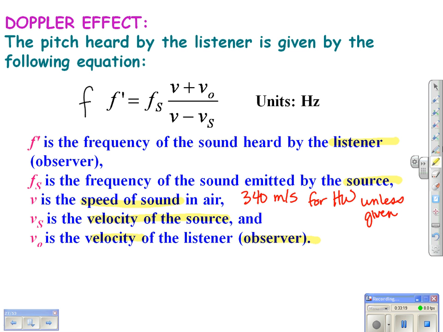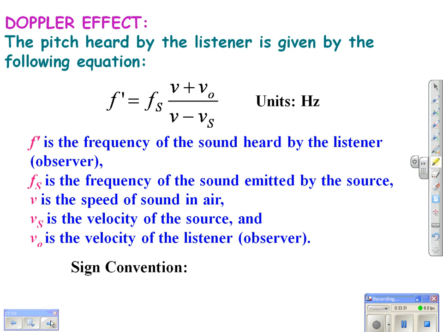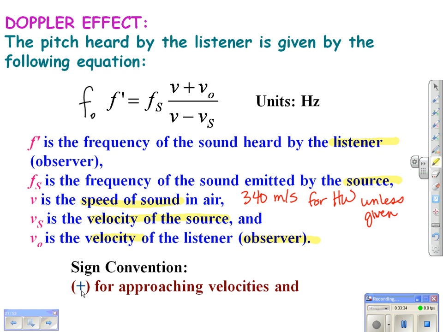Now, some people are going to want to use f_o instead of f', because that'll help them better with the observer thing. If you want to do that, I'm okay with it, but you just need to realize what you're choosing to use. Now, sign convention, you need to be aware of this. If the object is approaching us, or if we're approaching it, we're going to use positives. If we're going away, we're going to use negatives. So if the object is moving away from us, it's a negative velocity. If it's coming towards us, it's a positive velocity. Are we all right with that?